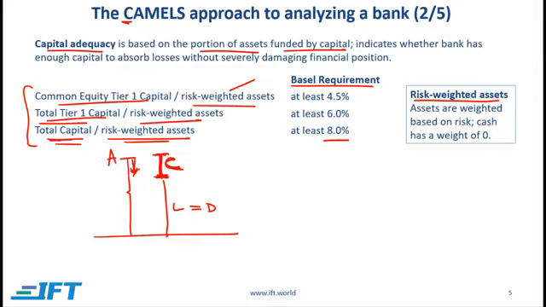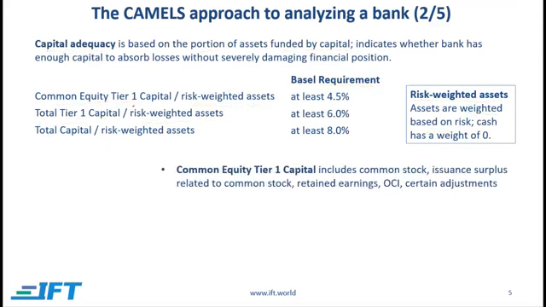At this point, we don't need to get into exactly what weightage should be assigned to what asset, but we need to recognize the principle that the more risky an asset, the higher the weightage, and those specific weightages might vary from country to country. So in any case, risk-weighted assets refers to the value of a bank's assets which are weighted based on risk. Now coming to the different types of equity. Common equity Tier 1 capital includes common stock, issuance surplus related to common stock, retained earnings, OCI, and certain adjustments. So when we generally say common equity, that is what we are talking about over here.